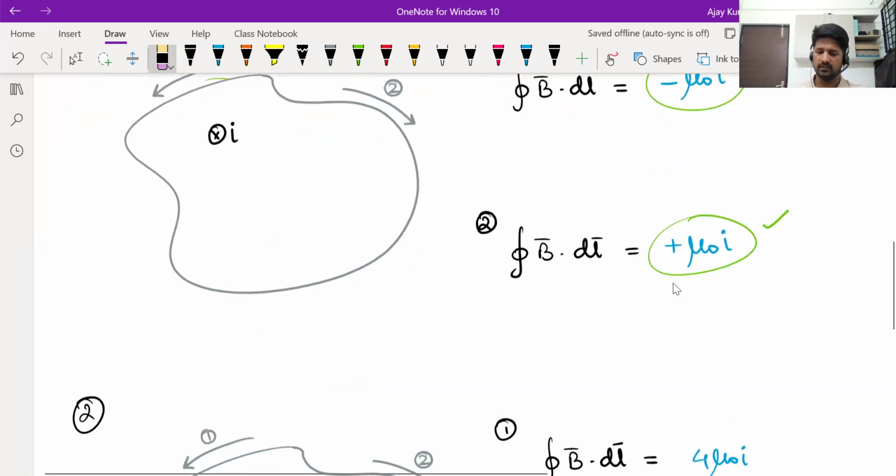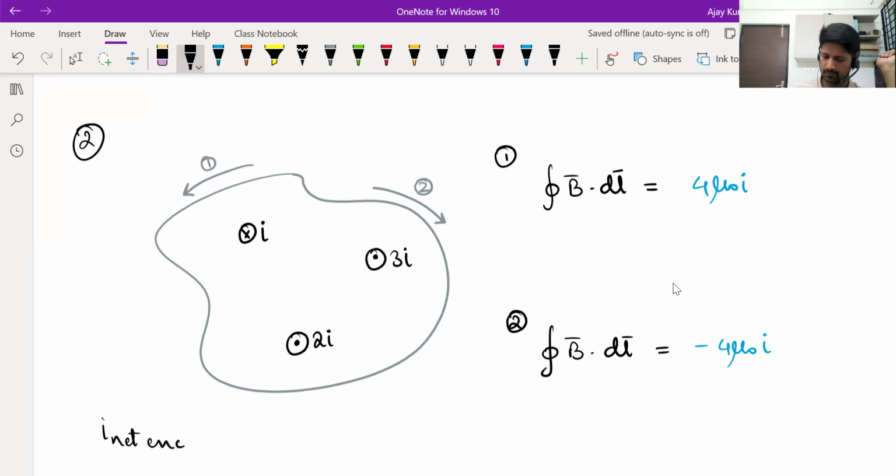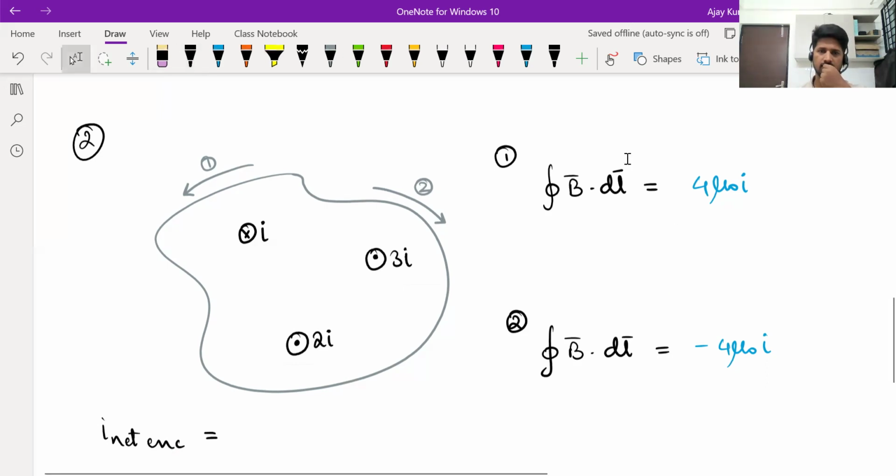Now see, the current I is flowing into your screen. That's like the negative Z direction. But 2I and 3I together become 5I, and they're flowing out of your screen. That's the positive Z direction. So one of you tell me, how much is the net enclosed current in this loop? I flowing inwards, 5I flowing outwards. What is the effective current through this loop? 4I, sir. 4I inward or outward? Outwards, sir. It will be outward 4I.